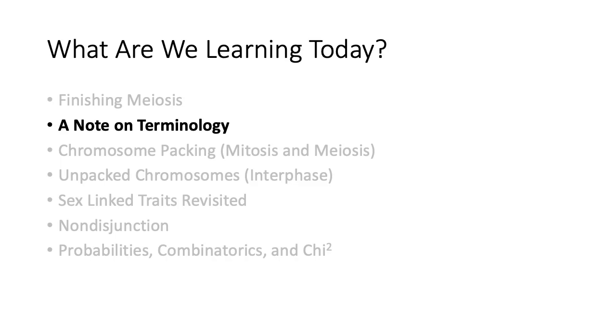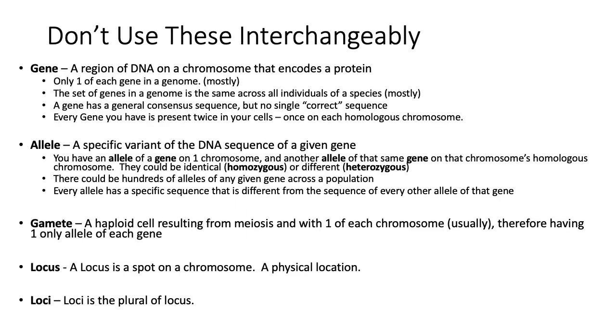Now I want to talk about some terms that may be a little confusing to you that I've been using, or at least the differences between the terms might be confusing. So let's get into that. The biggest confusion that I tend to see in genetics classes is people using these 4 or 5 terms interchangeably: gene, allele, gamete, locus, and loci. They are not interchangeable. They are very different from each other.